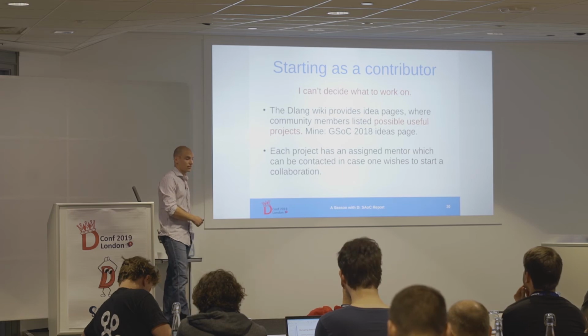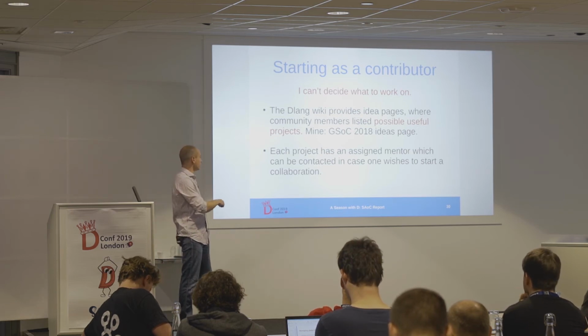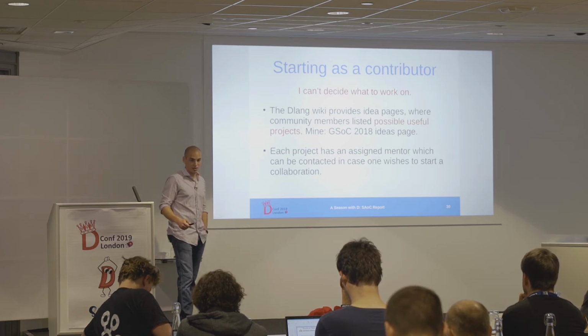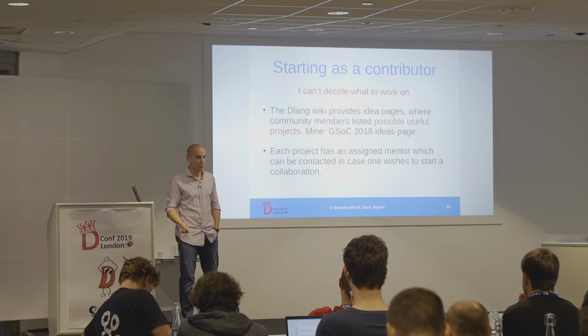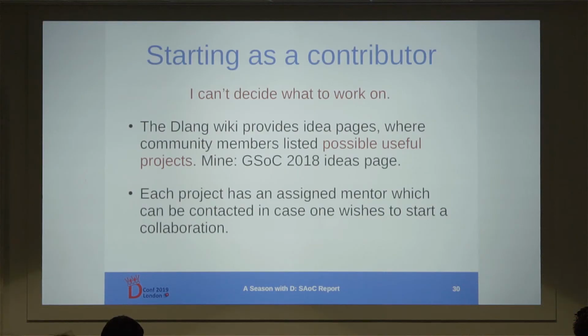The first one is that if you can't decide what to work on, you can just go to the DLang wiki pages and gather some ideas from there. They list a series of possible useful projects, and for example, mine was on the GSOC 2018 ideas page. And for each project, there should be a mentor assigned. And I think this can actually be improved, and we're going to talk about that. But it's a great starting point.